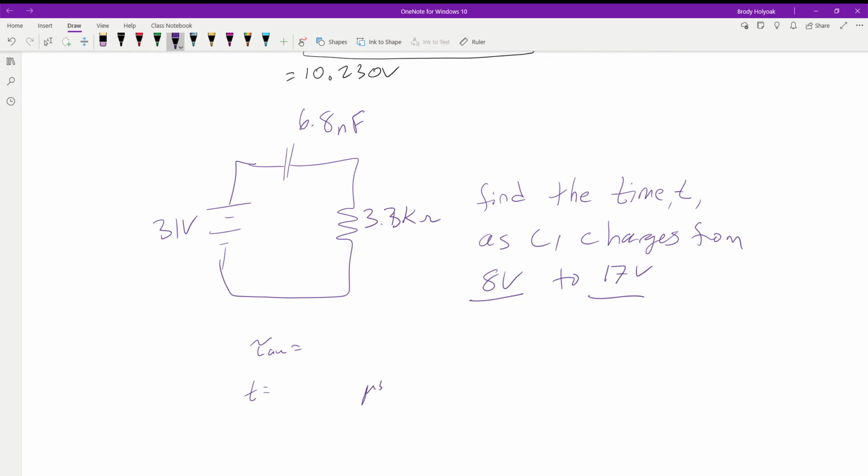The tau is the easy part. We take our 3300 multiplied by the 6.8 nano, times 10 to the -9th. How much did you say? 22.44 milliseconds.